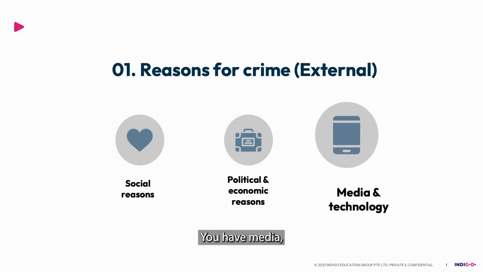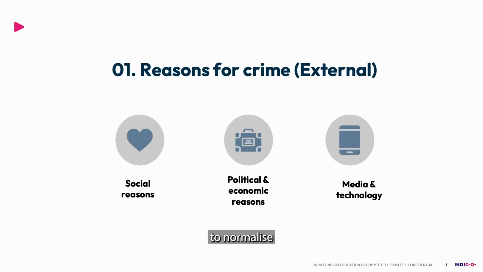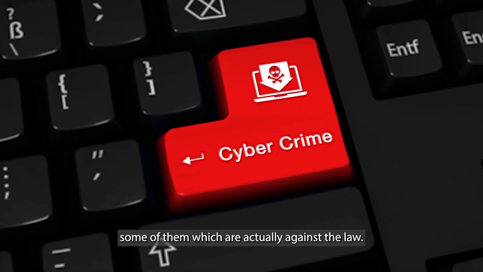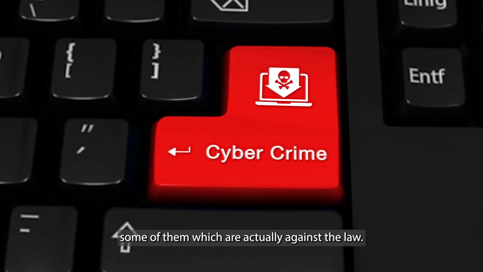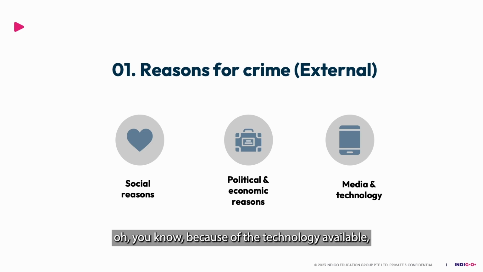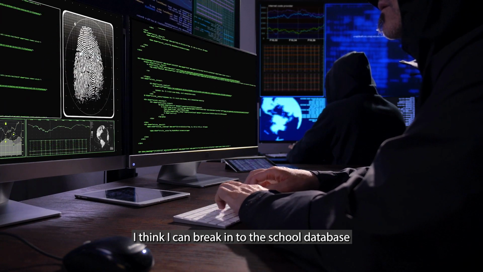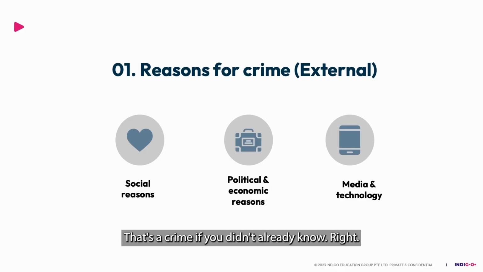You have media, which would possibly legitimize certain kinds of lifestyle, to normalize certain kinds of behavior, some of them actually against the law. Or you could also see it as, oh, because of the technology available, I think I can get away with these things. I think I can break into the school database and alter my grades. That's a crime, if you didn't already know, right? So it's these sorts of things, right, where you have external reasons that also cause or contribute to an individual committing crime.